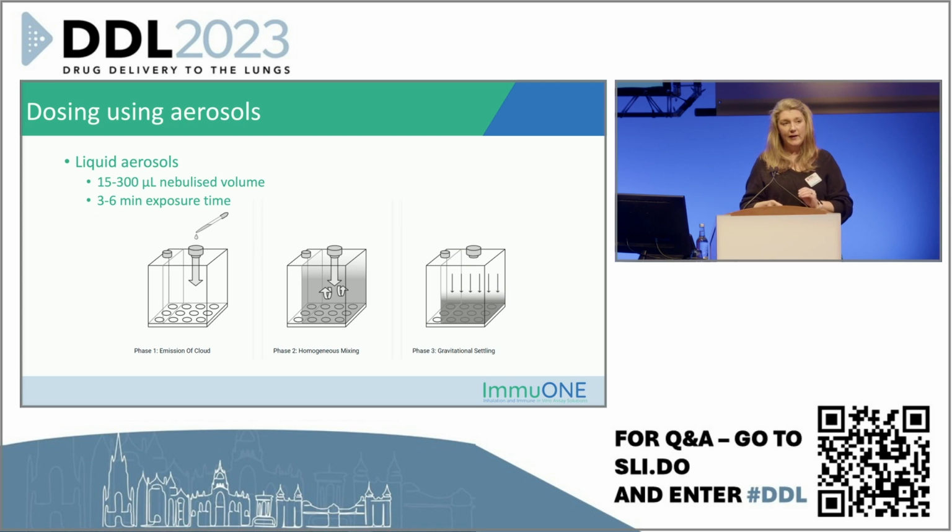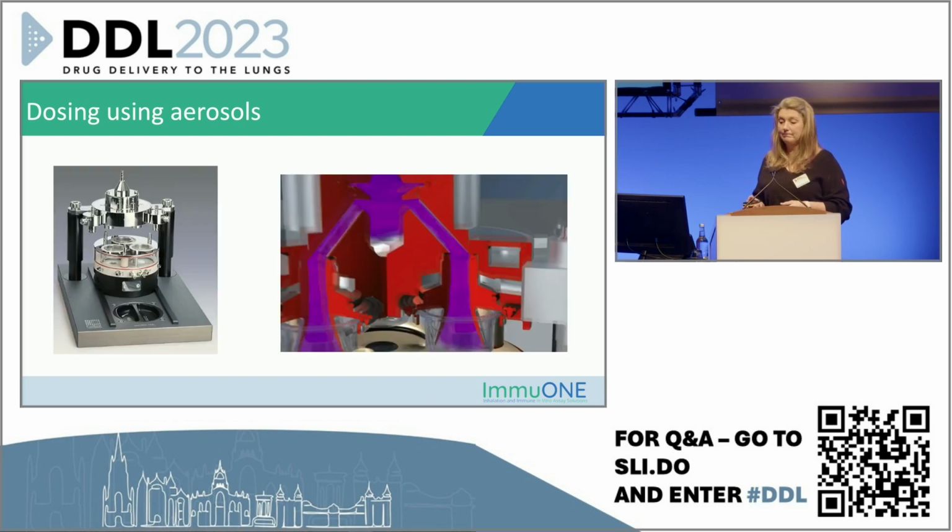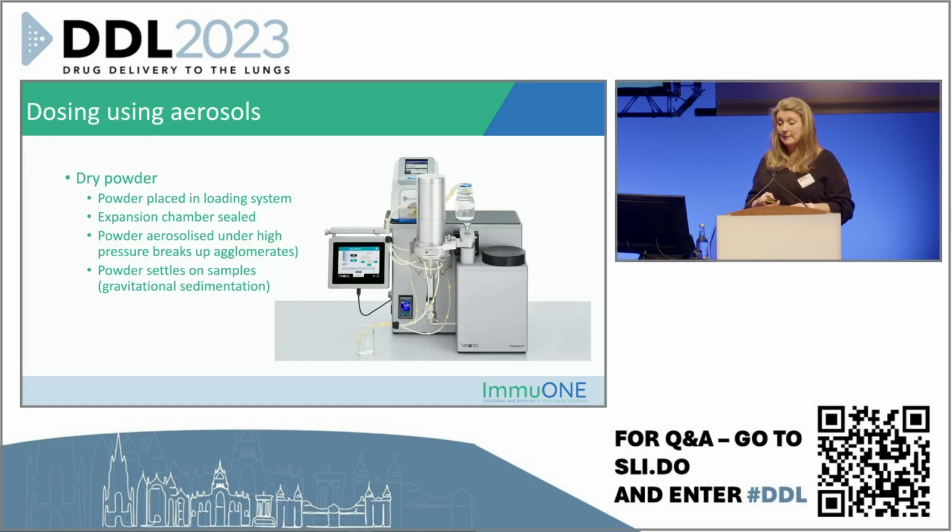So if you're trying to deliver a very, very accurate dose to a cell, it's not going to be as achievable, or it's going to be much more challenging than it is in a solution-based dosing system. There are lots of other things. This is a Cultex, where the dry powder is used, and it's directly put on the cells itself. So reduced variability, but the throughput's much lower, and these systems can be, again, quite expensive. There's another system where dry powders are placed in a loading system, the expansion chamber is sealed, the aerosol is generated, and the powder lands on the sample.